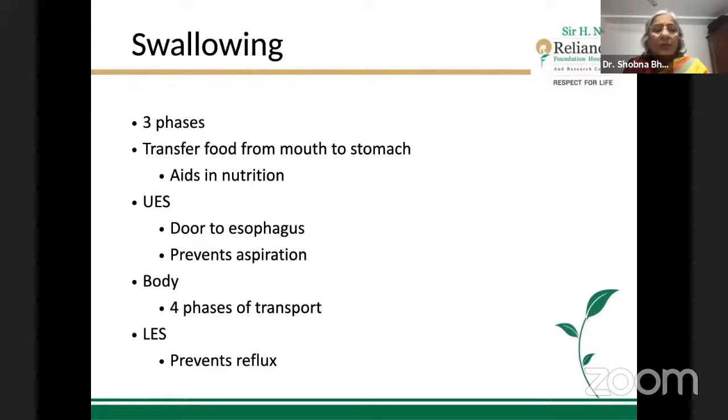So in conclusion, swallowing occurs in 3 phases. And the aim of the swallowing process is to transfer food from mouth to stomach. It aids in nutrition. The upper esophageal sphincter, as I said, is the door to the esophagus. Its job is to prevent aspiration while allowing swallowing at the same time. The esophageal body had 4 phases of transport, and the lower esophageal sphincter prevents reflux and allows food to pass from the esophagus into the stomach.